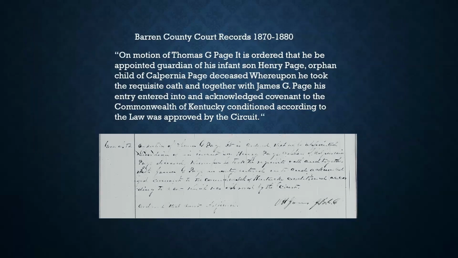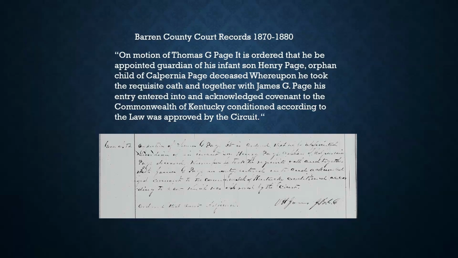And one thing that I was able to find was this record from the county court where Thomas Page is being appointed the guardian of his son Henry. So finding one of these is very unusual when it's a woman who's died. Usually I've seen if the father dies and the child is the orphan child, the mother is appointed guardian. This is actually the first time I've ever seen the father having to be appointed the guardian of their child because the mother has died.